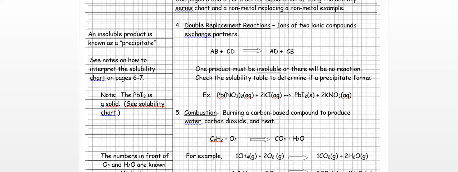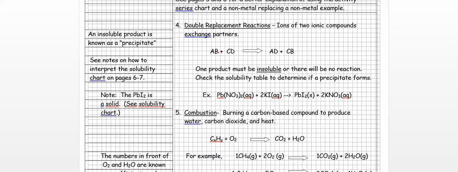So here's a double replacement reaction. Ions of two ionic compounds exchange partners. Okay? So, generically, AB, that's an ionically bonded compound, plus CD, another compound, yields AD plus CB. Now look what happened. A switched and is now together with D. C is now together with B. There was a double replacement, right? A switching, just like that.